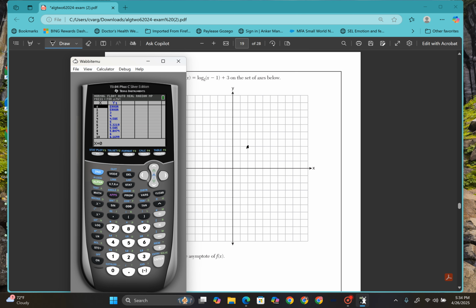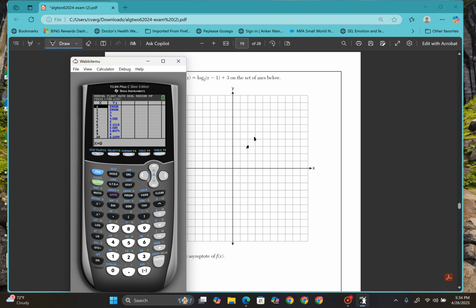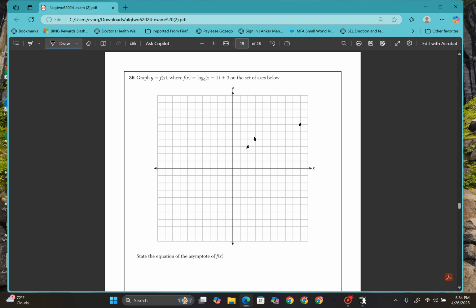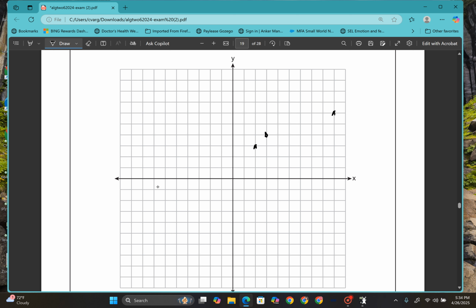Another good one is 3, 4. So at 3, 4, there's a dot there. Another good one is 9, 6. So 9, 1, 2, 3, 4, 5, 6. So 9, 6. Right here, I'm going to zoom in a little bit. I can see that the graph is going to go something like this over here. And then between 1 and 2, it's going to go down.